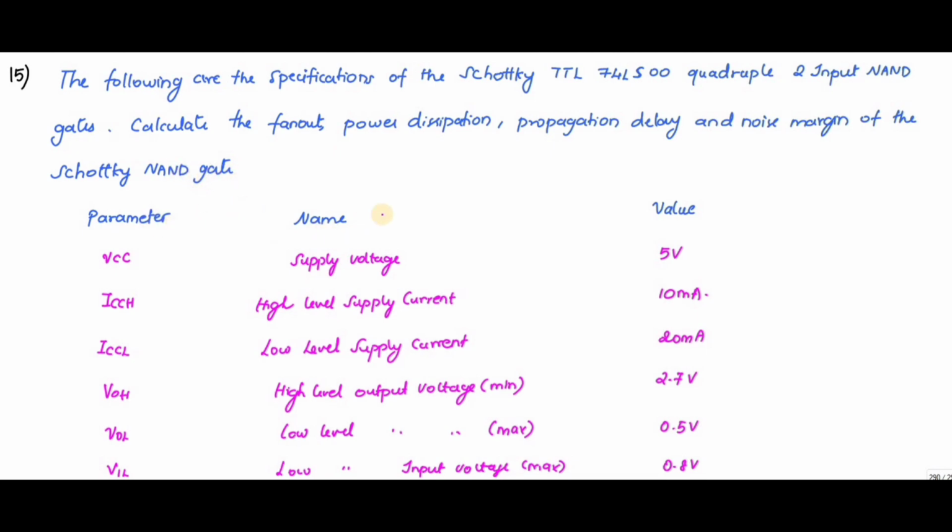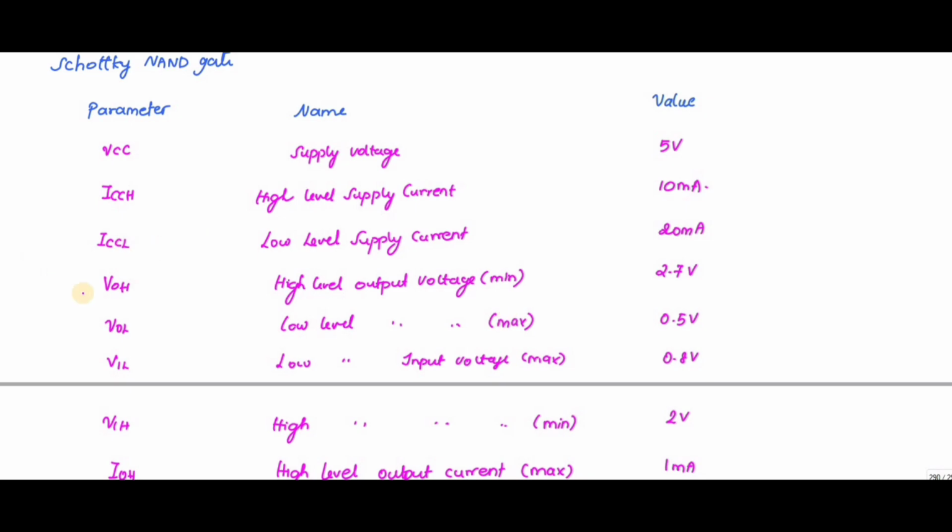So they have given the parameters and their names and their values. Suppose VCC is the supply voltage, and they have given it as 5 volt. ICCH is the high level supply current, given as 10 milliamps, and ICCL is the low level supply current, which is 20 milliamps. Likewise they have given VOH. VOH is the high level output voltage, which is a minimum value, that is 2.7 volt, and VOL is the low level output voltage, the maximum value, that is 0.5 volt.